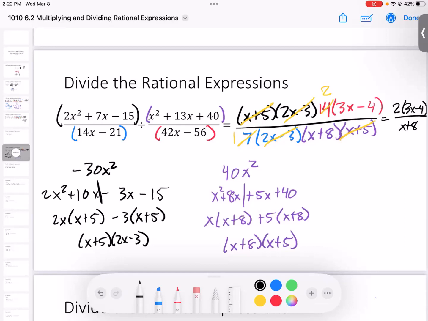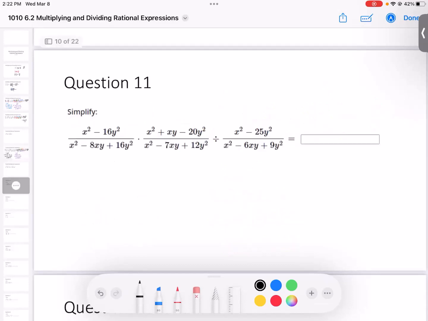So the first question I want to go over on your homework is question 11. So if you guys want to open up your laptops and open up question 11, we can go through this together.